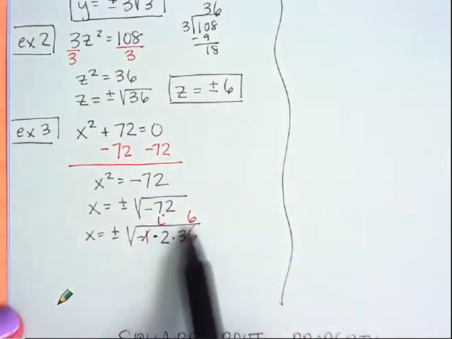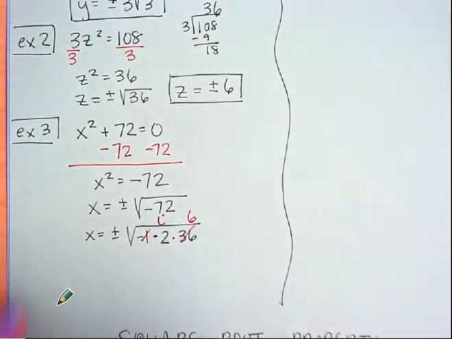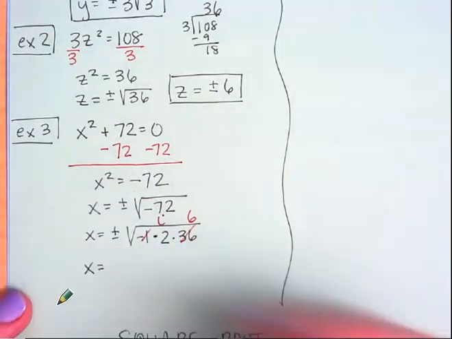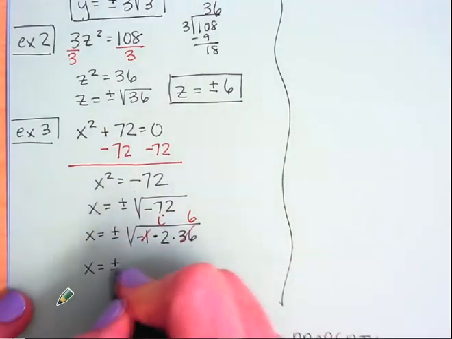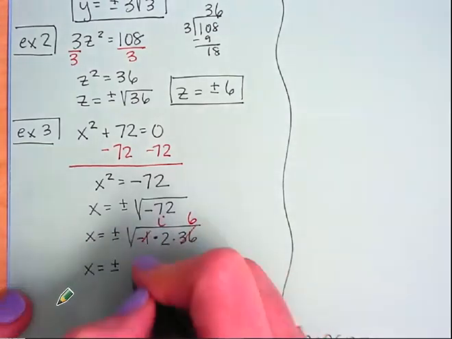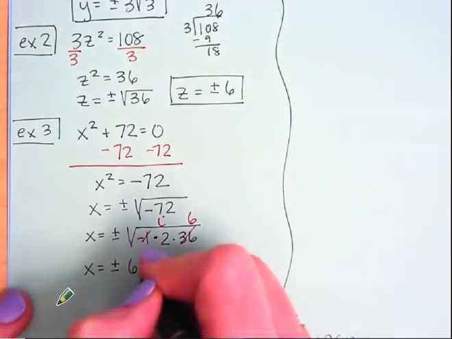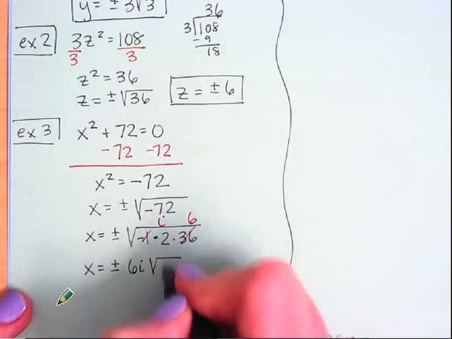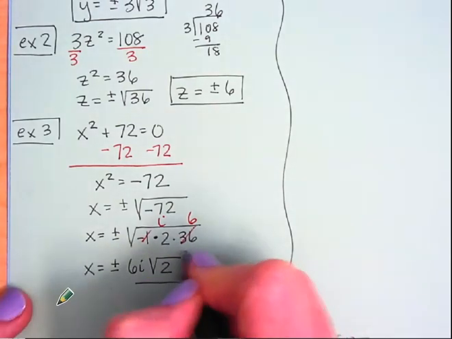Now I've pulled two things out. What do I do with those two things? Multiply. So the plus or minus goes in the very front. The 6i goes after that and next to the radical, and I have 2 left inside.